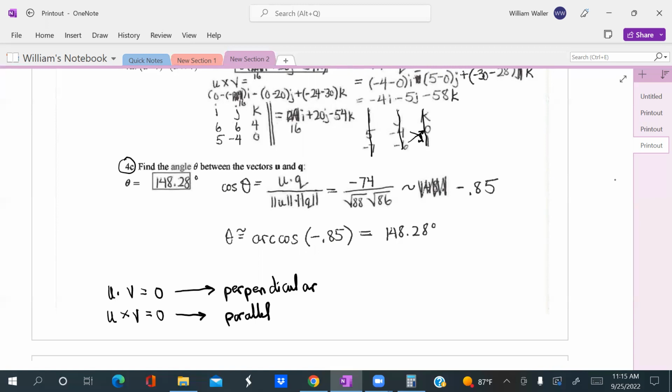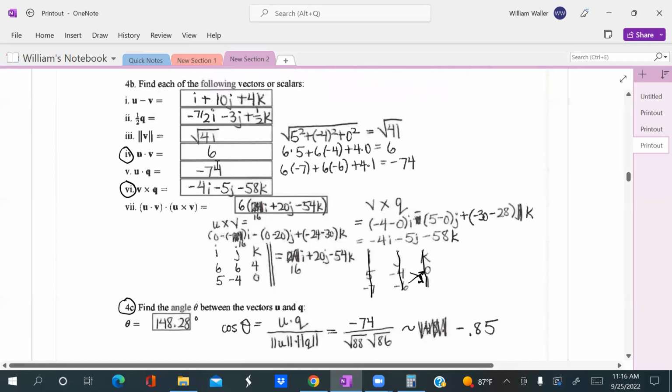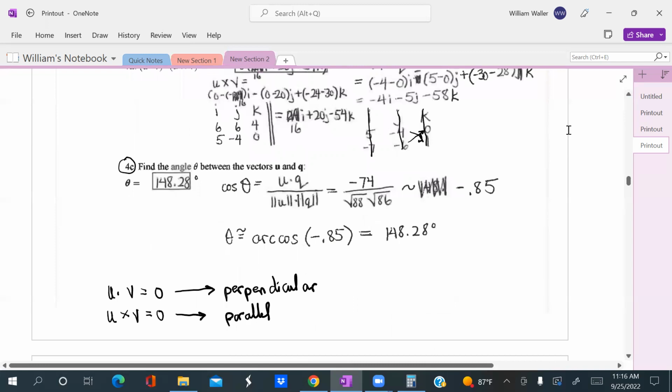We may have already computed u dot q in one of the earlier examples. Did we already compute that? Oh yeah, it's minus 74 up here. And I'm not sure if we had already computed the magnitudes of u and q. I don't see it, but it's easy to compute. The magnitude of u turns out to be square root of 88, and the magnitude of q turns out to be square root of 86. When you simplify this and estimate with the calculator, you get about minus 0.85, and so that's the cosine of the angle between the two vectors.